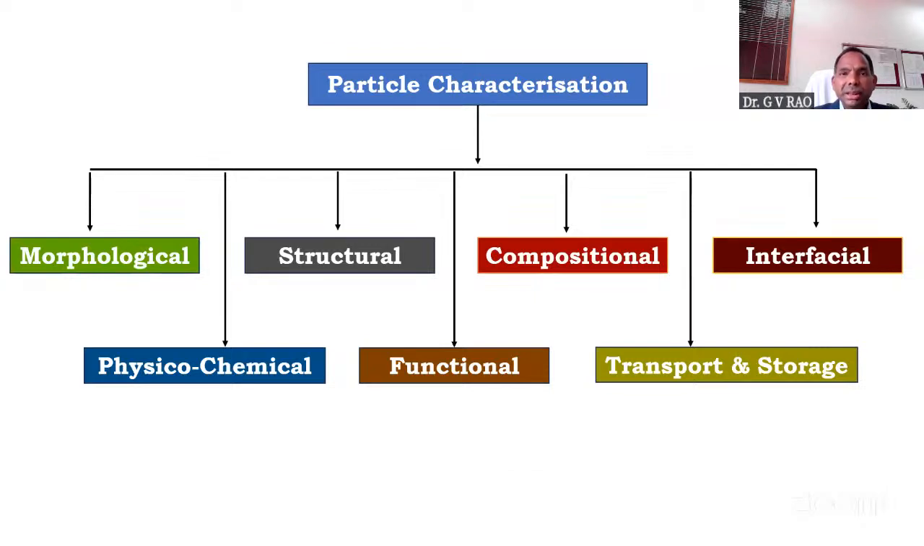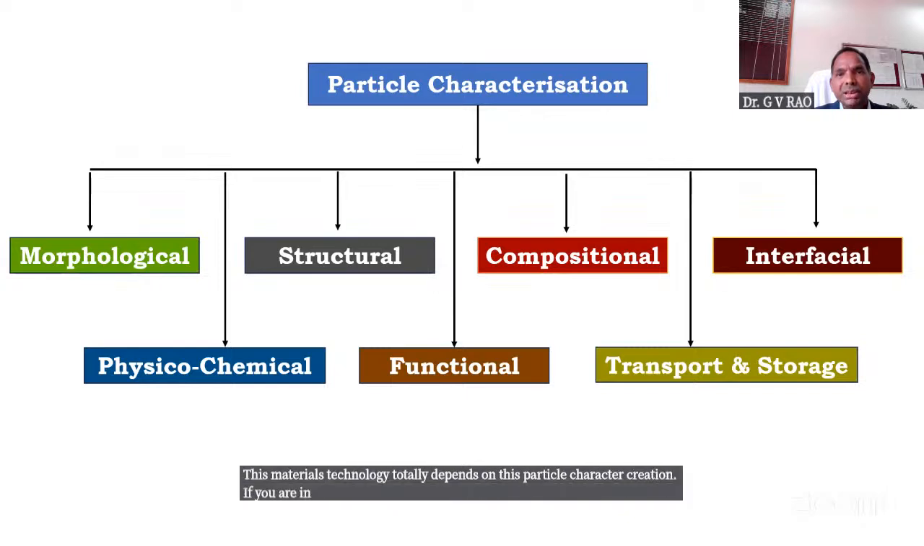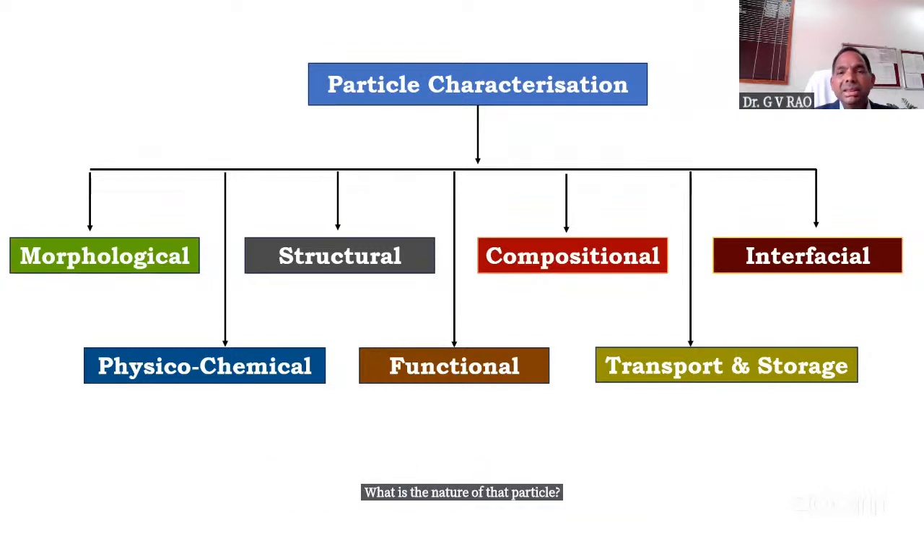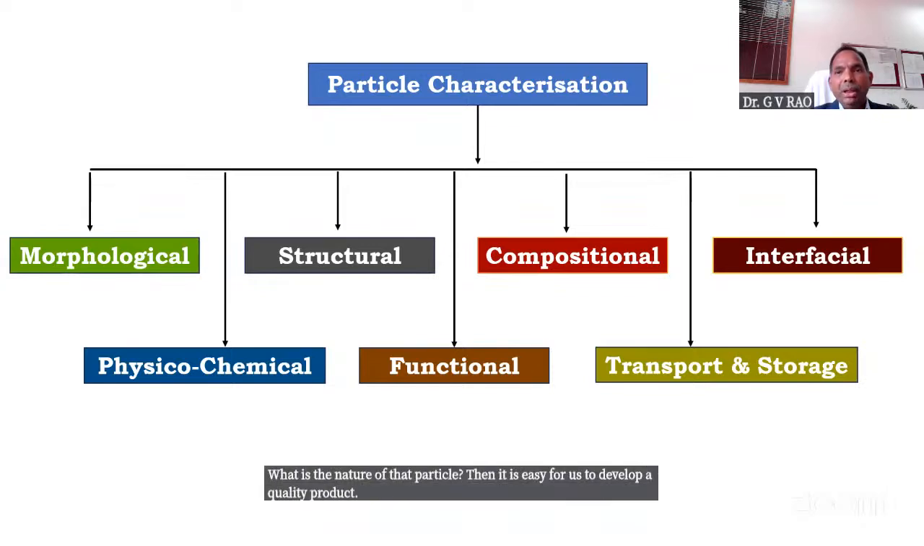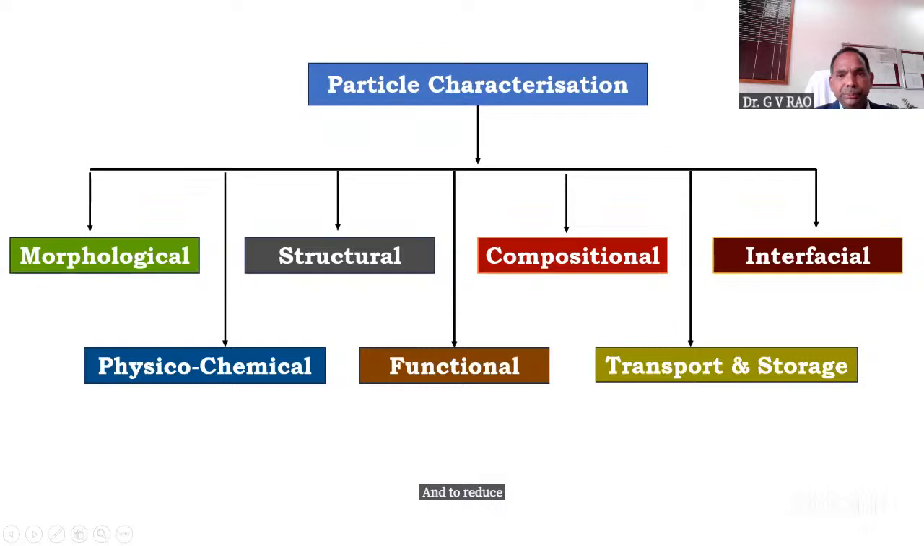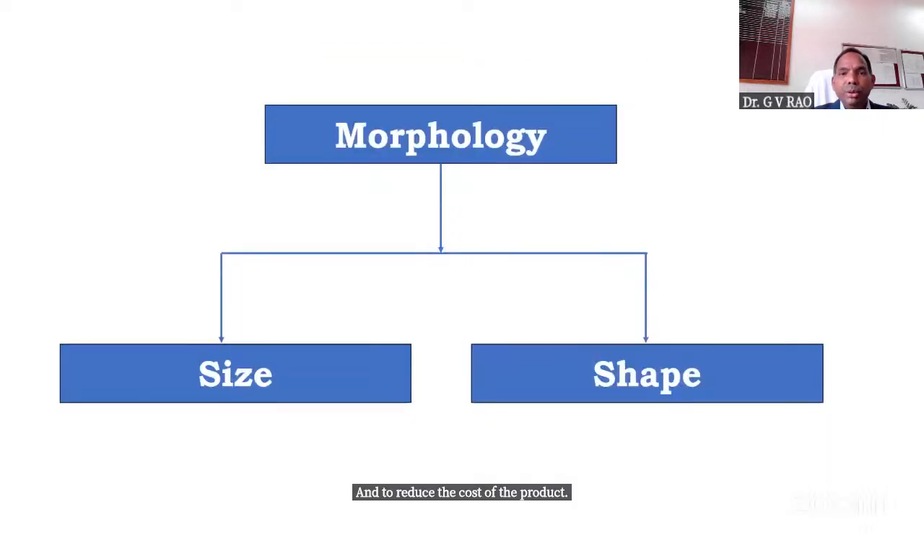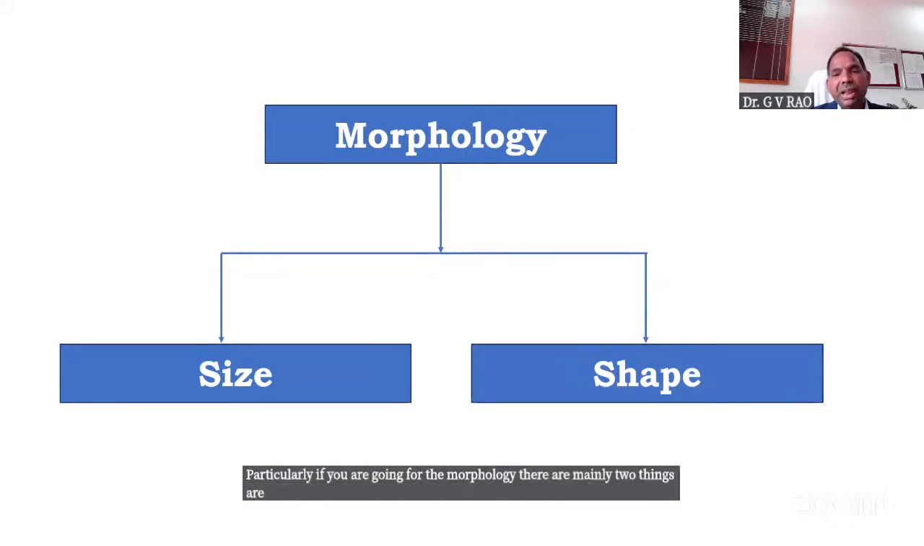This materials technology totally depends on particle characterization. If you are in a position to know what that particle is, what the properties of that particle are, and what the nature of that particle is, then it is easy for us to develop a quality product and to reduce the cost of the product. Particularly if you are going for morphology, there are mainly two things: one is size and shape.